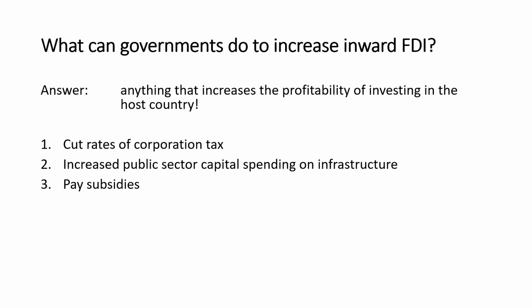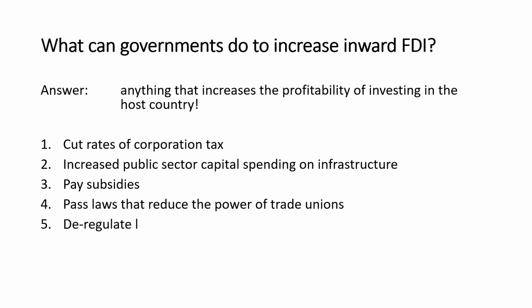You could pay subsidies. That would obviously increase profitability. You could pass laws that reduce the power of trade unions, because if trade unions became less powerful, it may well be that you might find wages in your country falling. Lower wages will lower costs and therefore make it more profitable to invest in your country rather than in another country that's got higher wages because they've got more powerful unions.